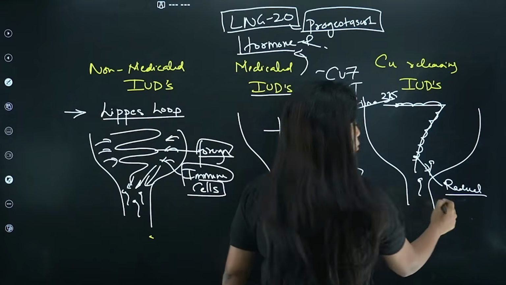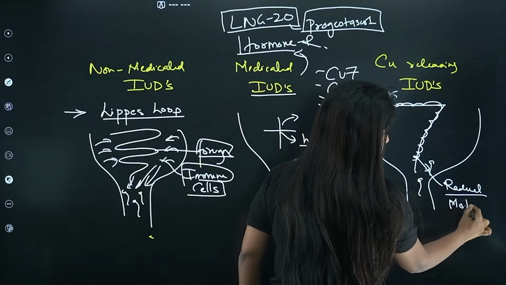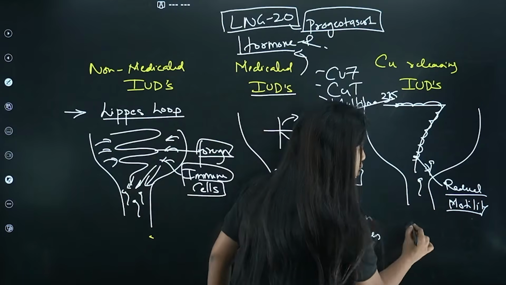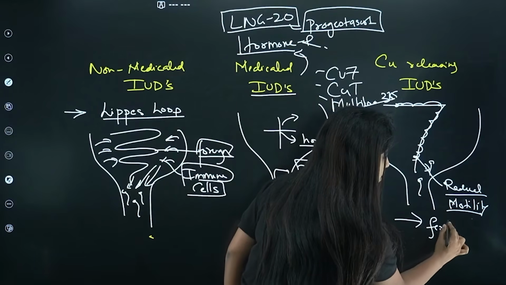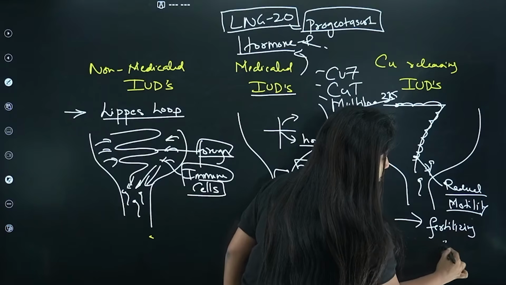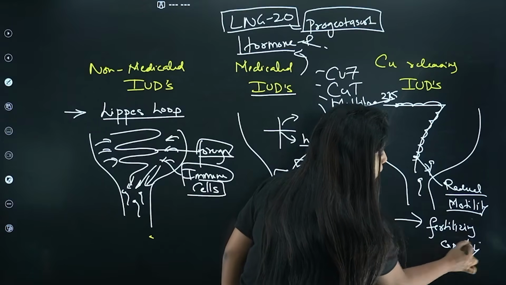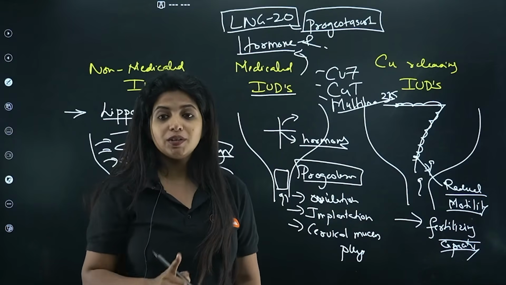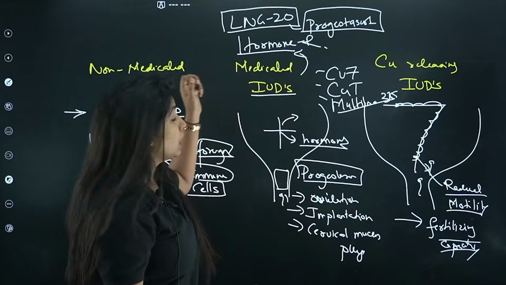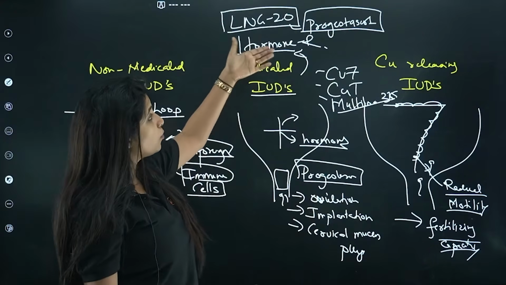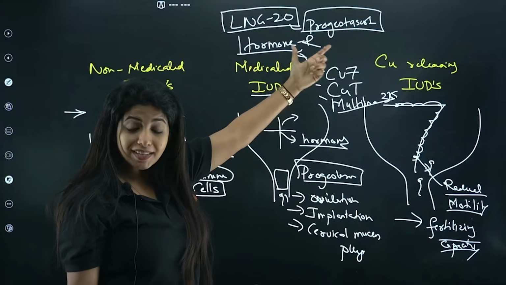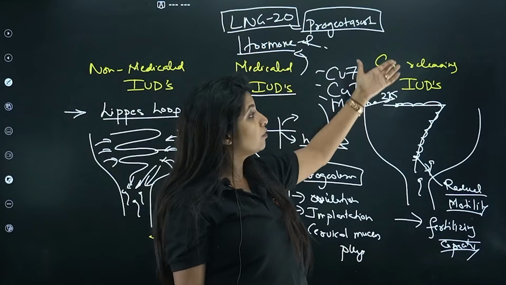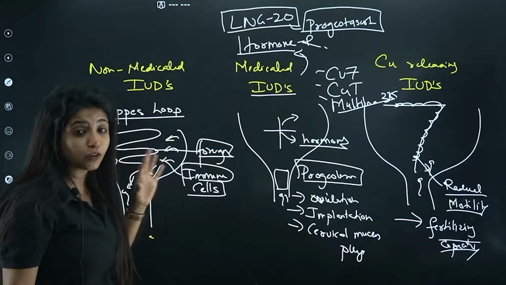Apart from reduced motility, motility is basically movement, it also reduces one more very important thing, and that is the fertilizing capacity. The sperms will not be able to fertilize the ovum very smoothly. So these two things are something that you need to remember. I gave you the examples for each of them. Non-medicated is Lippes loop, medicated or hormone releasing, it is LNG20 or progestasert. You call it levonorgestrel. And Cu7, CuT and multiload 375, they are copper releasing IUDs.